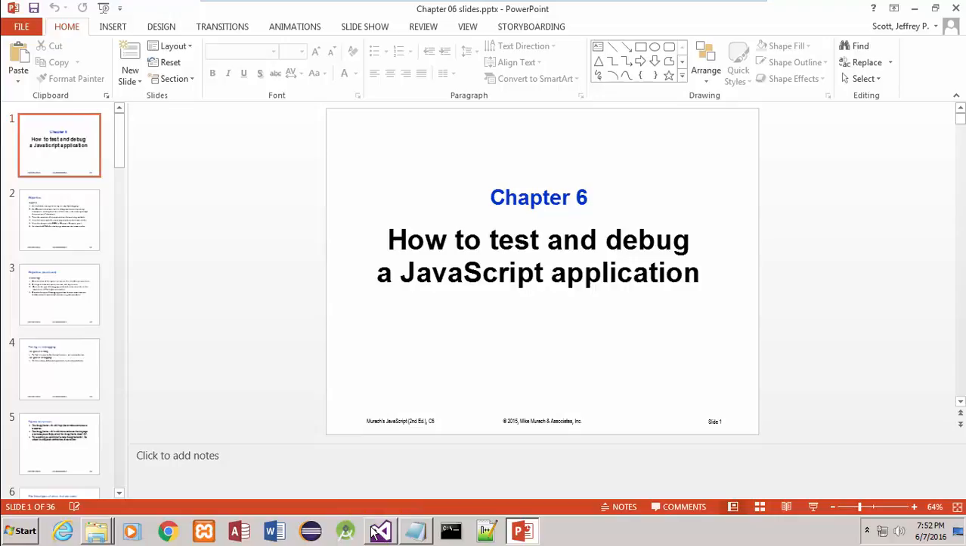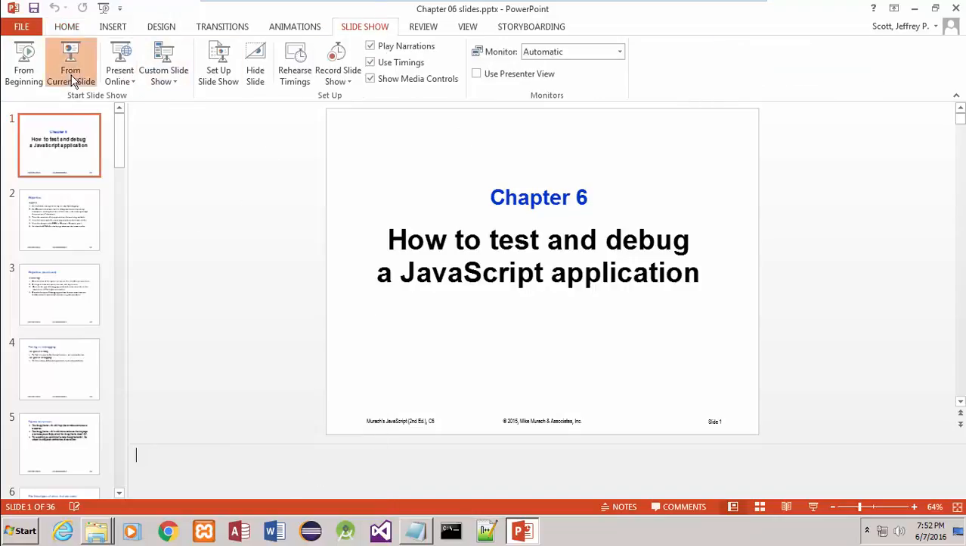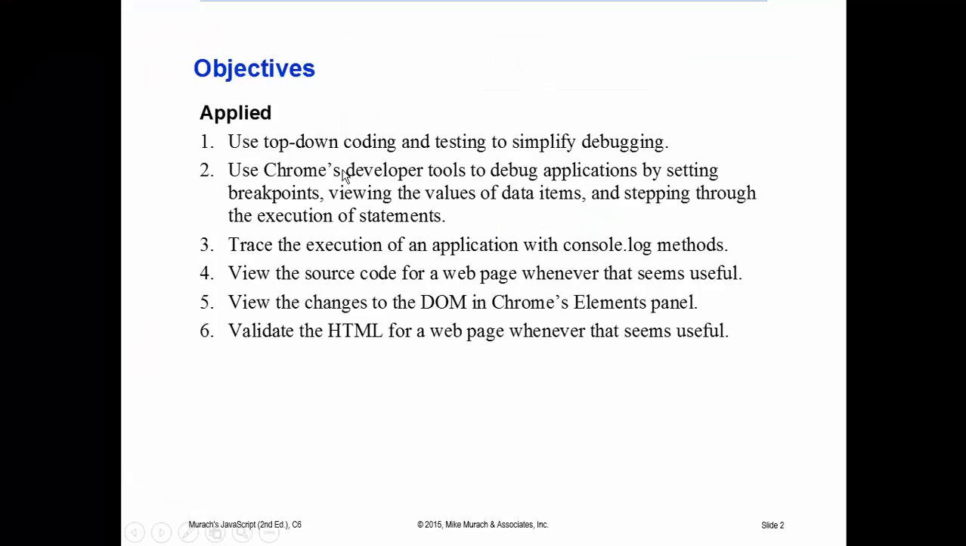I've been talking JavaScript courtesy of Murach's JavaScript, 2nd edition, and we're up to Chapter 6, which is the end of Section 1 of the text, How to Test and Debug a JavaScript Application. Some of the stuff in here may sound new, and there may be some things in here that, for lack of better words, may sound just like common sense. Use top-down coding and testing to simplify debugging.